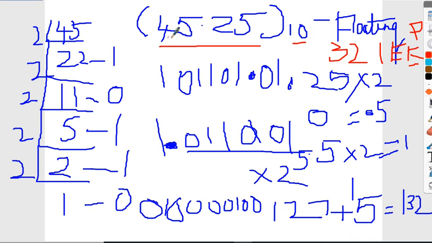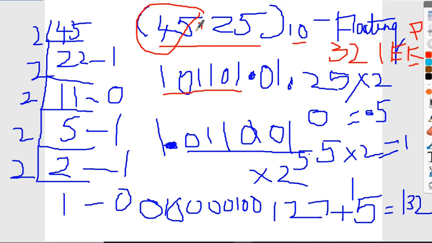So we know that first we have to represent this part, 45, in binary. So how to get the binary of 45? Just divide by 2. So you'll get 22. So 1 0 1 1 0 1. This is the equivalent of 45.